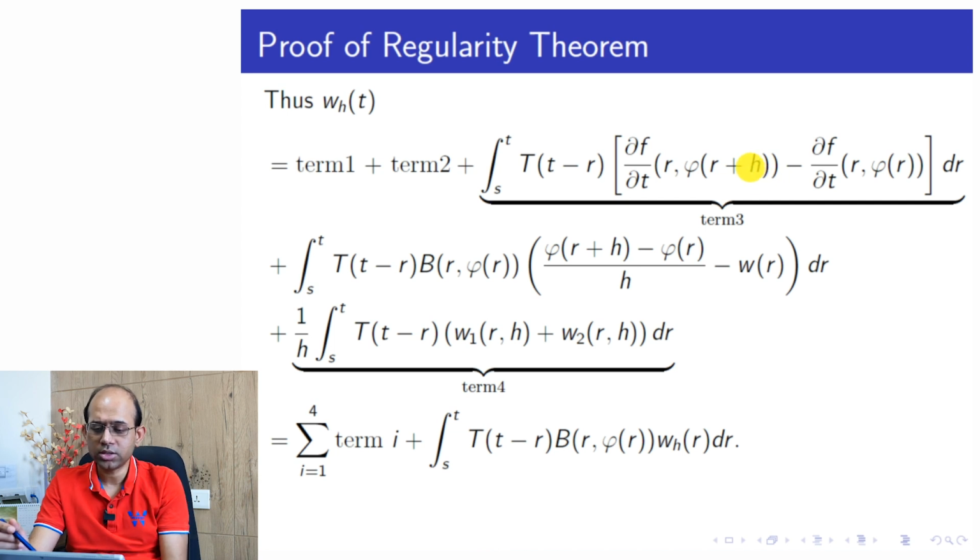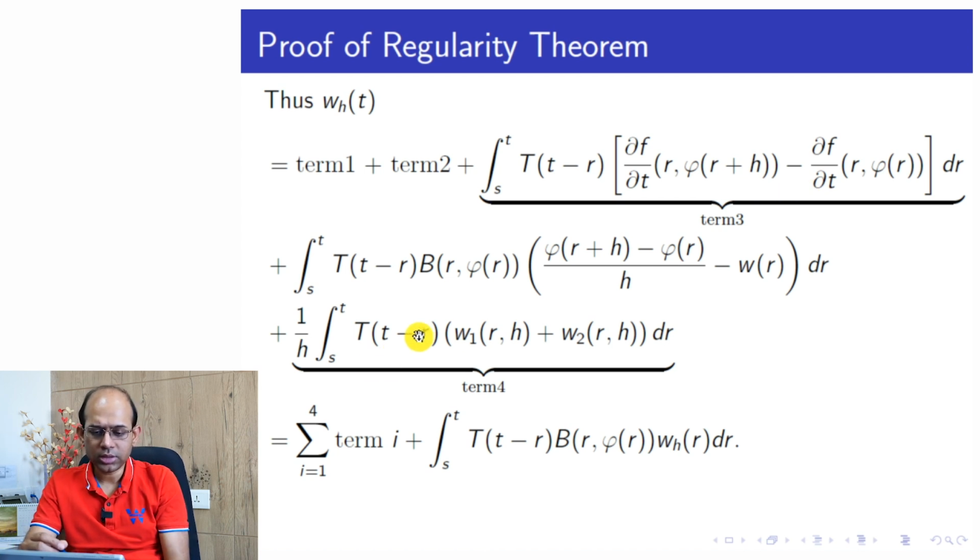So here term 3 is also interesting. What happens here is that as h tends to 0, since f is continuously differentiable, that means the derivative is continuous. And phi is also a continuous function of r. So this thing converges to this as h tends to 0. And this is a bounded linear map on this compact set, a finite interval. So this whole thing converges to 0 as h tends to 0 using the bounded convergence theorem. Okay, so term 3 also goes to 0.